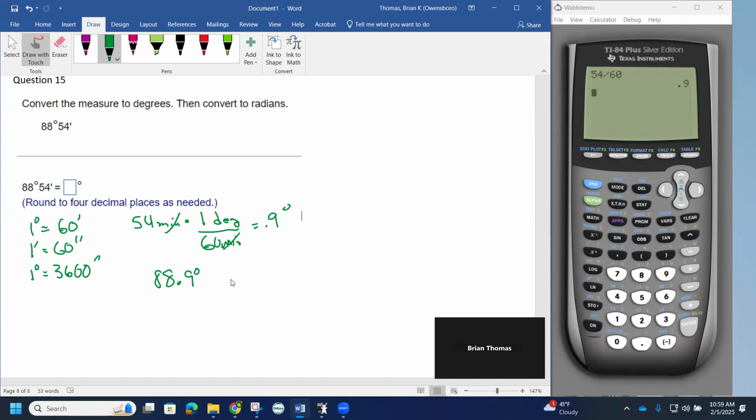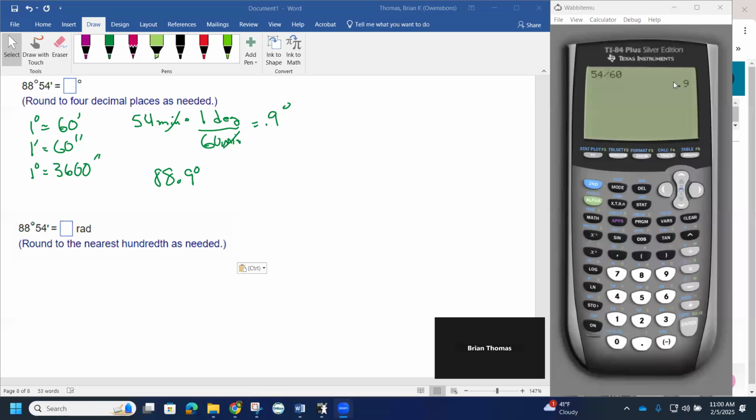So from there, let me see how they want to convert here. Hold on a second. When it comes to turning it into radians, they do want us to now round to the nearest hundredth. So what we have is the 88.9 degrees, and now we want to round that to the nearest hundredth, is what essentially they want us to do here.